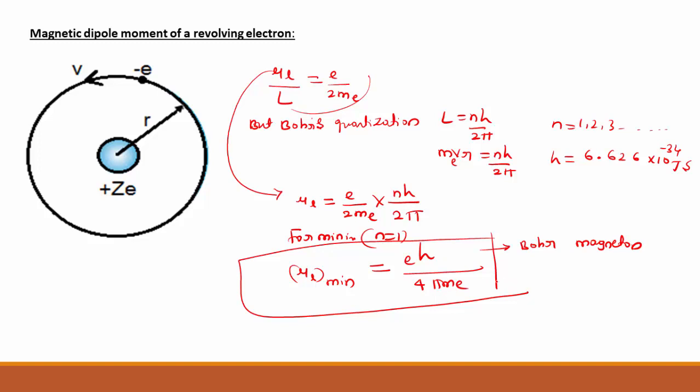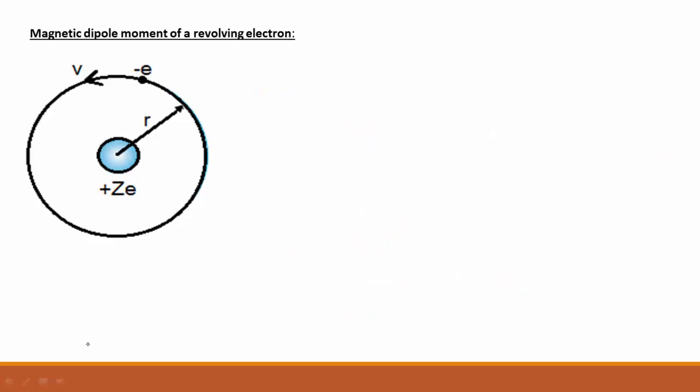Now I am going to calculate the exact value of the gyromagnetic ratio and the estimation of the Bohr magneton. Here, the first one is the gyromagnetic ratio for an electron.